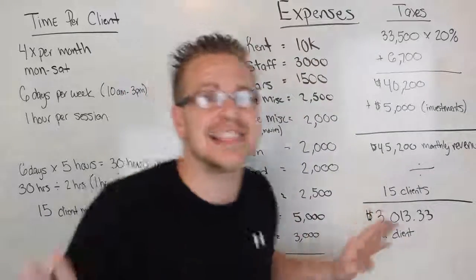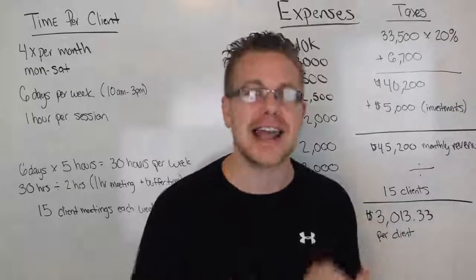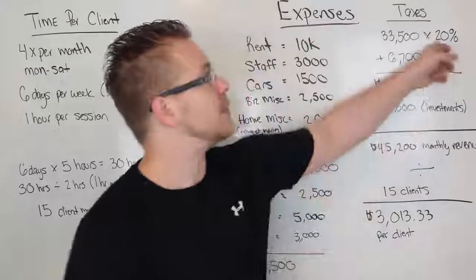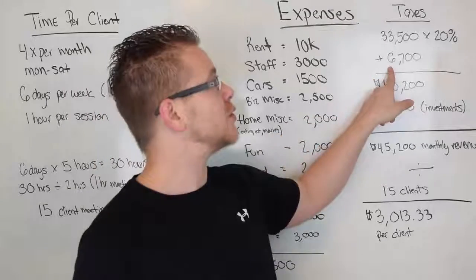So just use this as an example, because if you have money left over at the end of the year, you're going to be a lot happier than if you owe money. So keep 20%. That's an extra $6,700 a month.